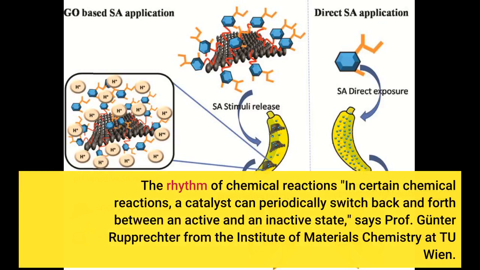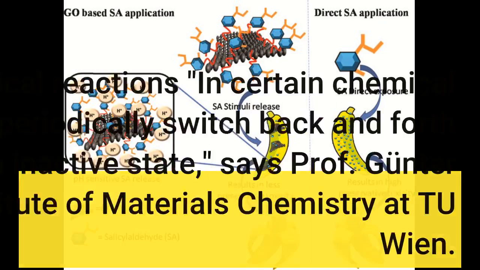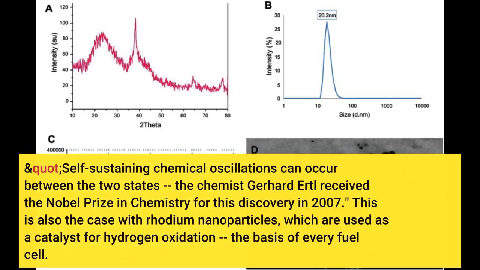The rhythm of chemical reactions. In certain chemical reactions, a catalyst can periodically switch back and forth between an active and an inactive state, says Professor Günter Rupprechter from the Institute of Materials Chemistry at TU Wien. Self-sustaining chemical oscillations can occur between the two states. The chemist Gerhard Ertl received the Nobel Prize in Chemistry for this discovery in 2007.